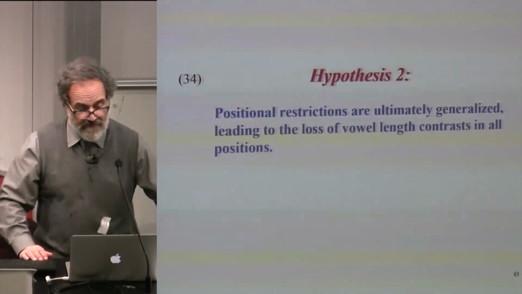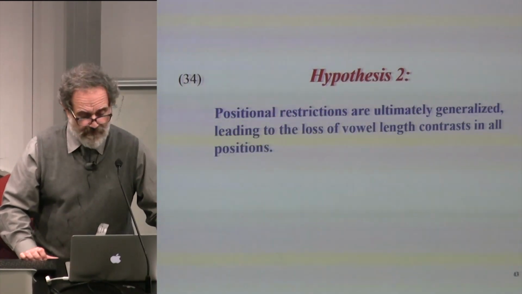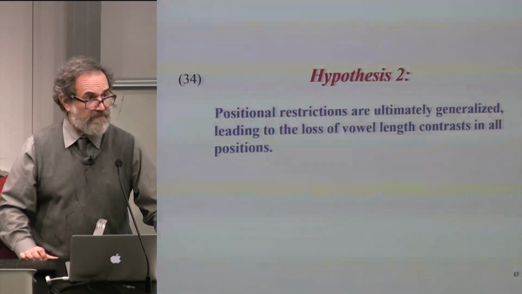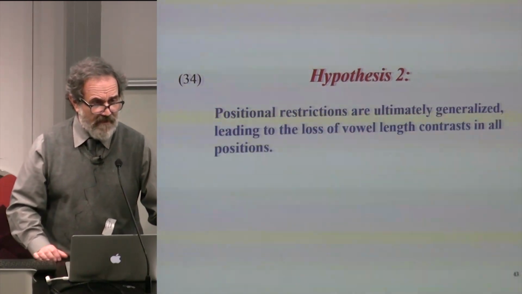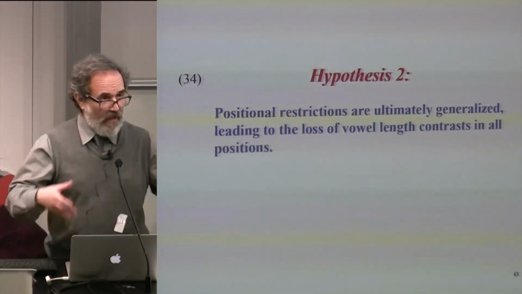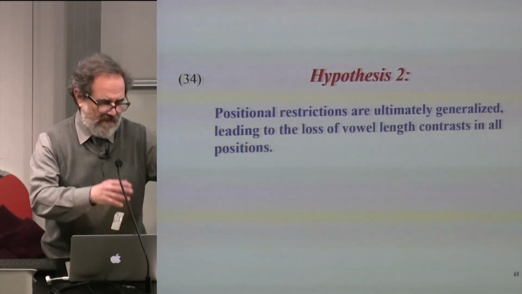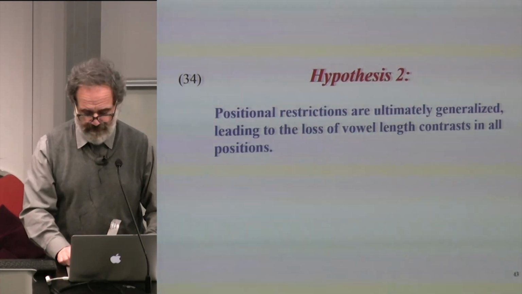Okay, my second hypothesis then is positional restrictions are ultimately generalized, leading to the loss of vowel length contrast in all positions. So once you start limiting it like that, it means in a very lot of places, the contrast is not going to be realized, and that naturally leads to just saying, let's forget about it. We won't have long vowels at all. Okay.